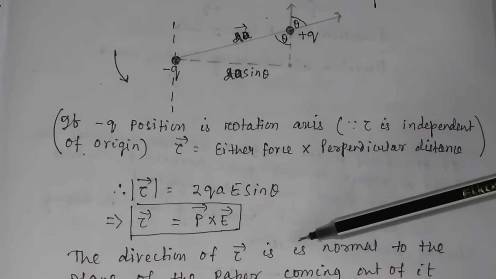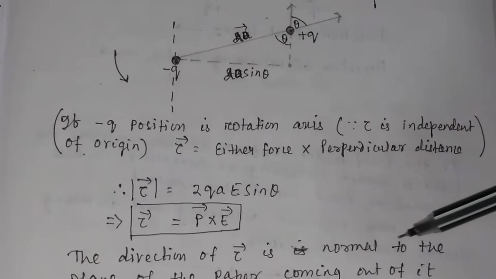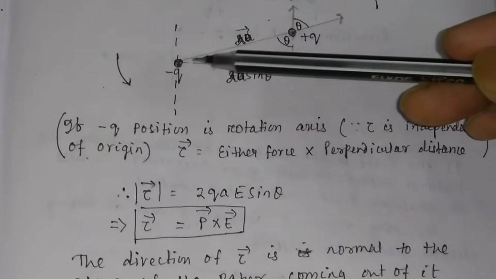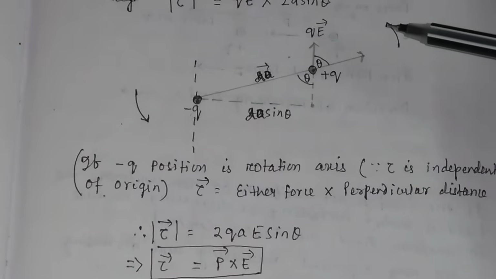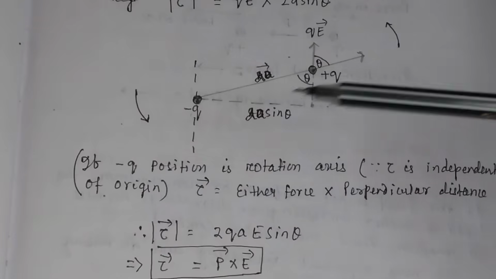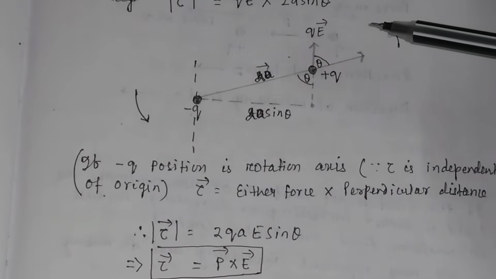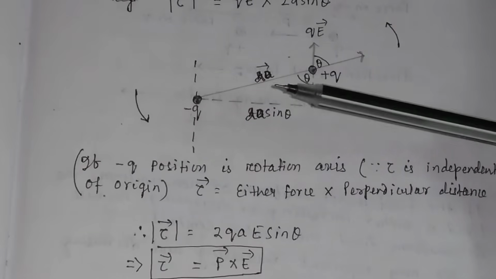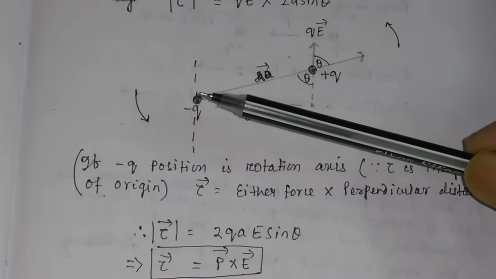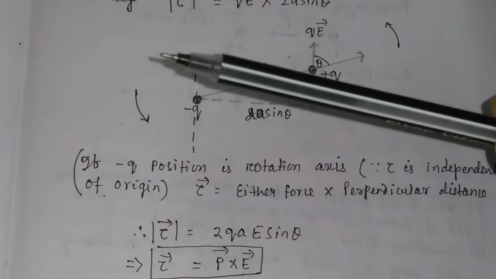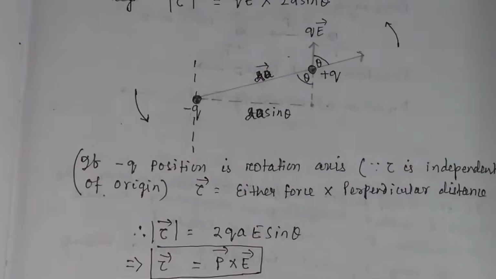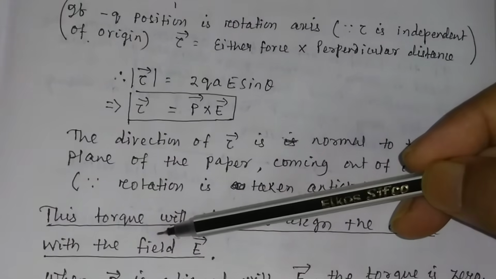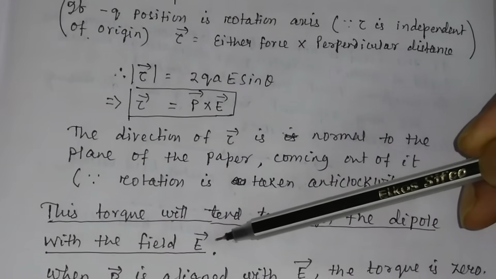The direction of tau is normal to the plane of the paper. Remember, the direction of tau follows the direction of rotation. Here I have shown you the rotation is in the anti-clockwise direction. If it is anti-clockwise and you apply the right hand thumb rule, then the direction will be perpendicular to the plane of the paper. And this torque will tend to align the dipole with the applied electric field E.